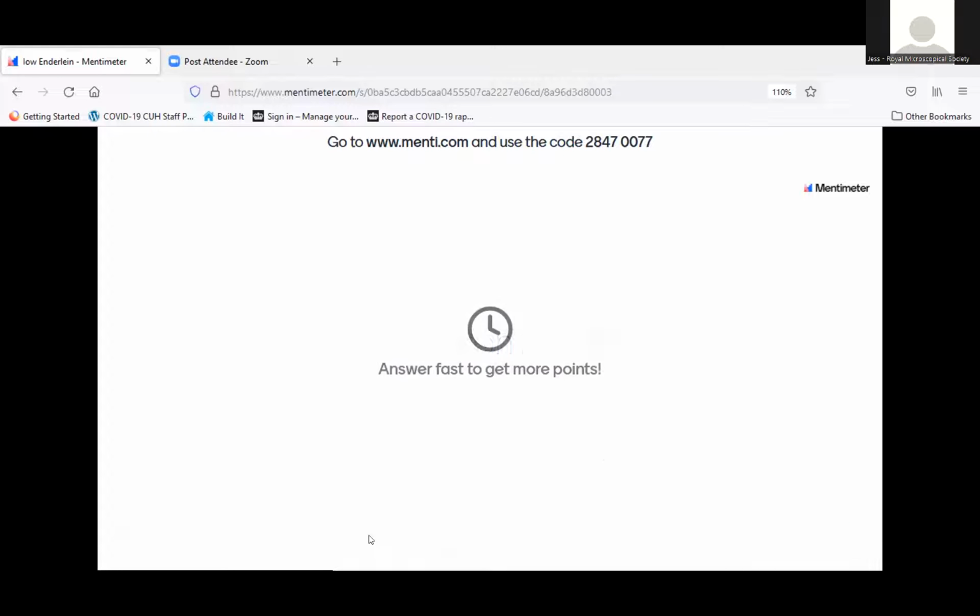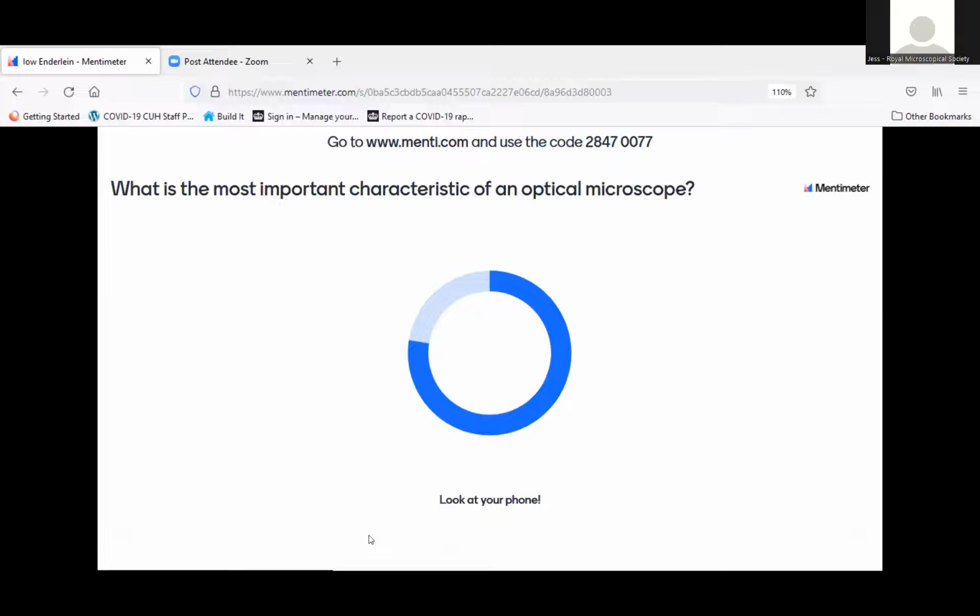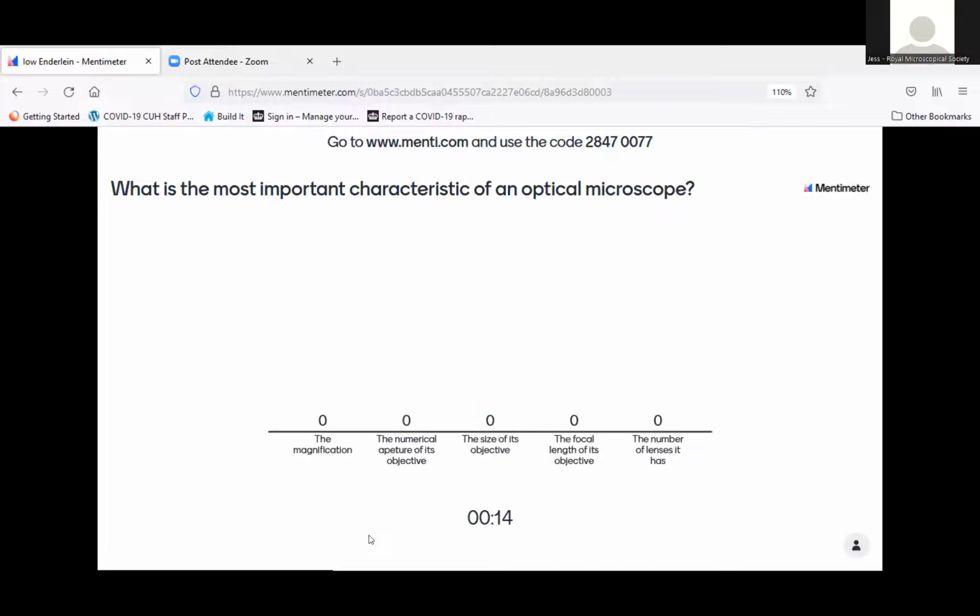All right, and here we go. Next question is, what is the most important characteristic of an optical microscope? Magnification, the numerical aperture of the objective, the size of its objective, the focal length of the objective, or the number of lenses it has. What's the most important of all of these?